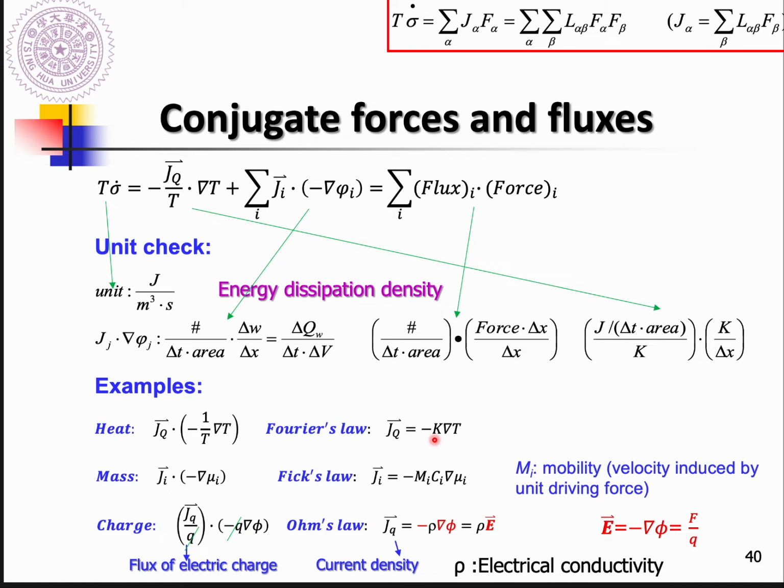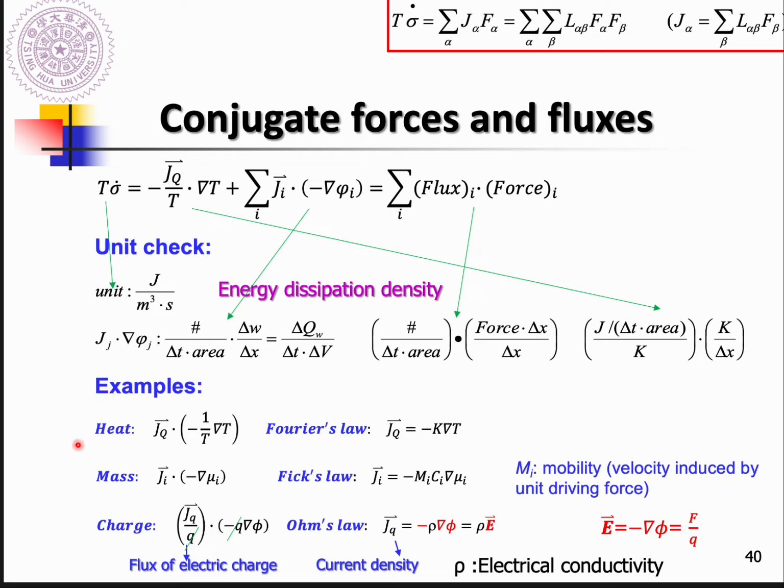Okay, so from the previous class we know that in order to estimate or understand the entropy production rate per volume in your flow process or in your kinetics process, we need to know the fluxes and the corresponding driving forces that exist in your system. Let's take some examples.